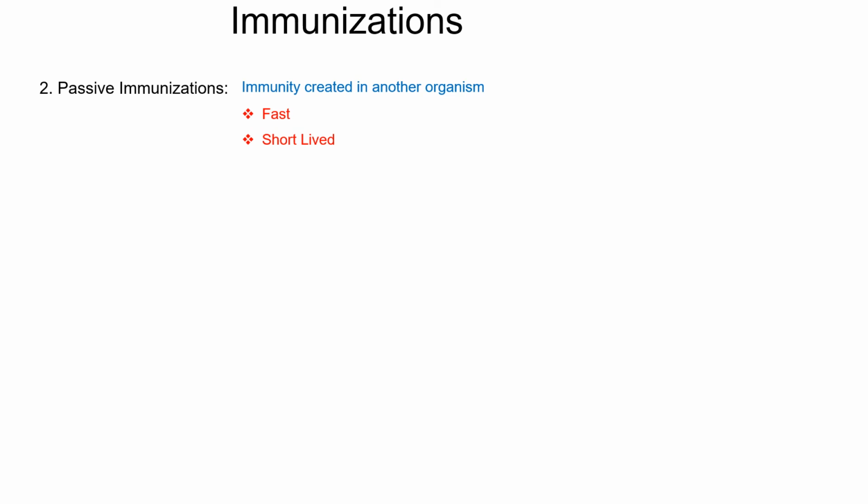Now, some examples of this, or types. The first type is when we use gamma globulin, and this is something we commonly use when our soldiers go off to war.